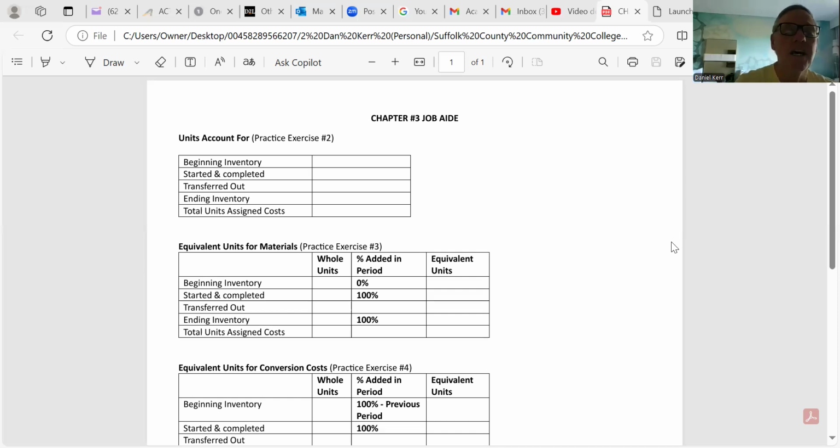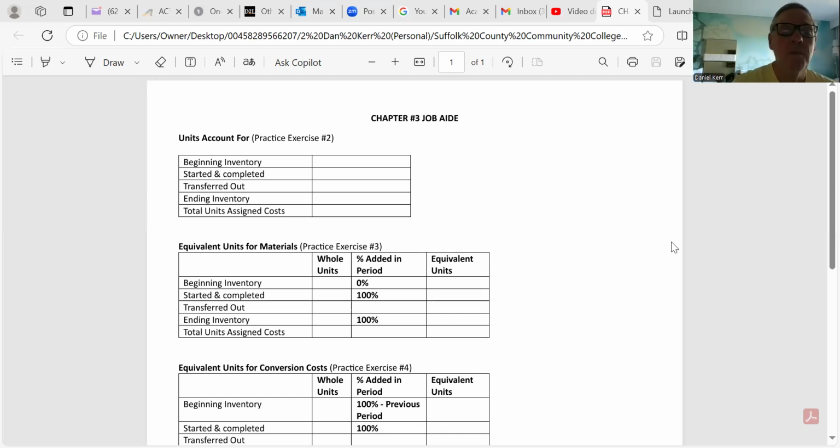So when we did exercise 2, we had to figure out practice exercise 2 in class. We had to figure out what were the number of units that we had to account for. And these are the whole units. So you take the beginning inventory, you figure out the started and completed units, and then you've got the units that are transferred out, plus the ending inventory. Those are the total number of whole units that you have to account for.